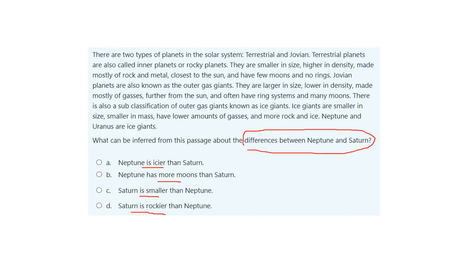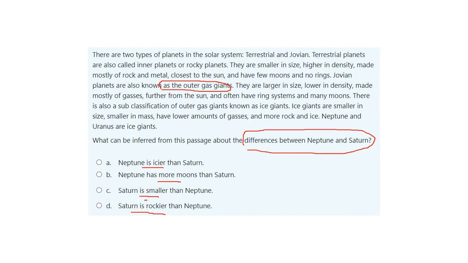Well, there are 2 types of planet in the solar system, terrestrial and Jovian planets. Terrestrial planets are the inner planets or the rocky planets. They are smaller in size, higher in density, made mostly of rock and metal and close to the sun. They have few moons and no rings. The Jovian planets are the outer gas giants.